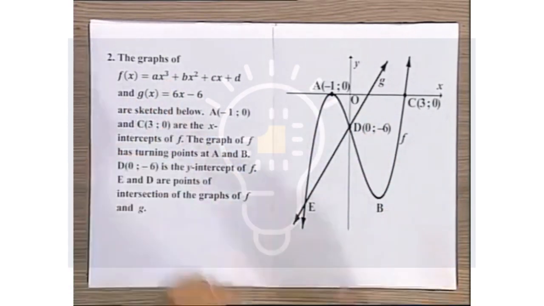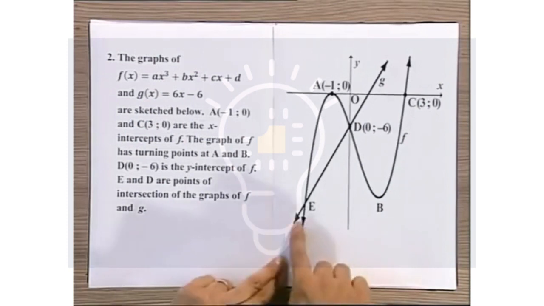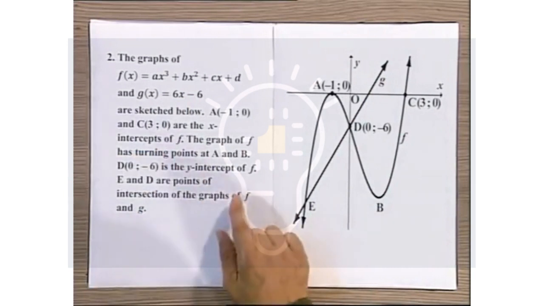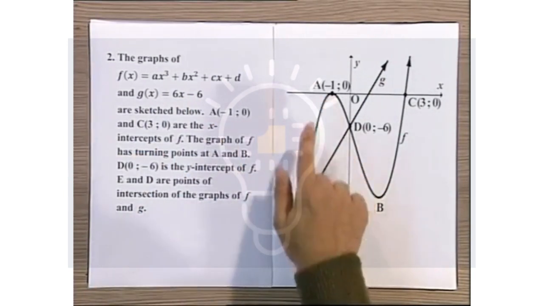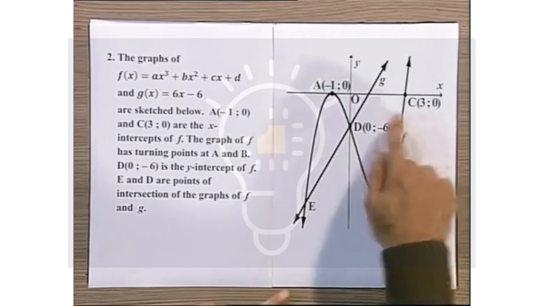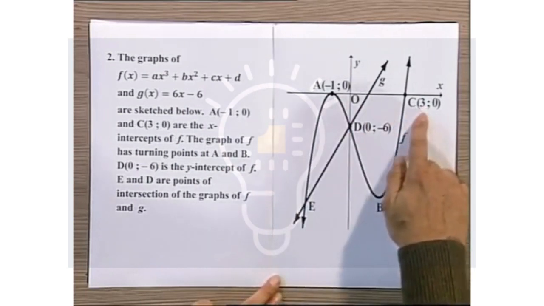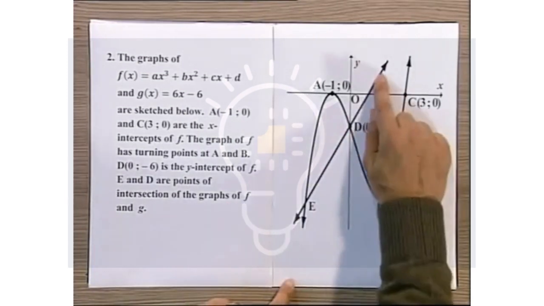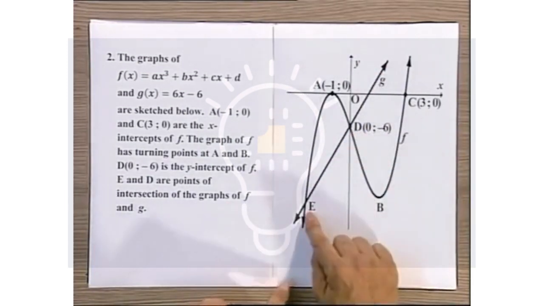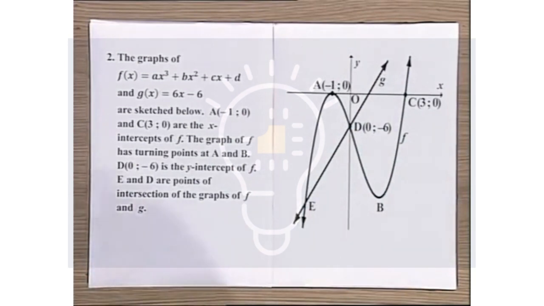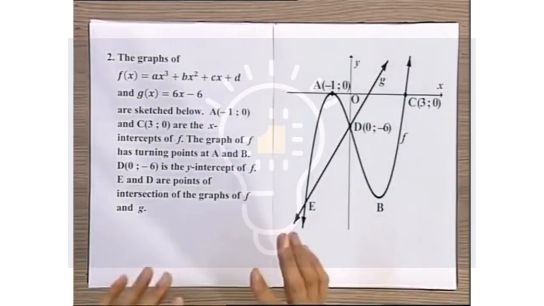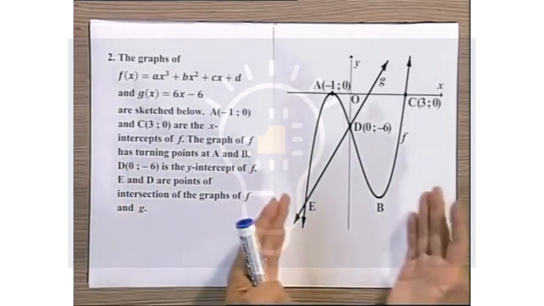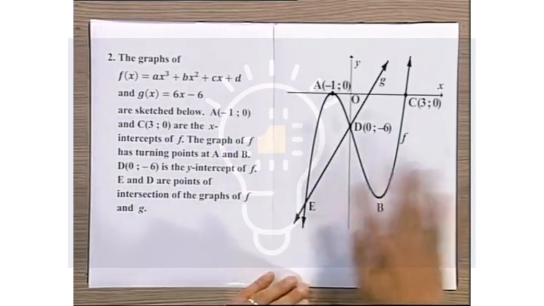And they give you g(x) equals 6x minus 6. Then we know it's a line graph, a linear function. Right? Then it says A is equal to minus 1 and 0, C is equal to 3 and 0. Those are the x-intercepts. Also, 0 and minus 6 is the y-intercept of the line graph. And then D and E are the points of intersection. So you see, we need to understand what they give you in terms of the wording. Read through it, look at your sketch and try to understand. Now I know what it means.